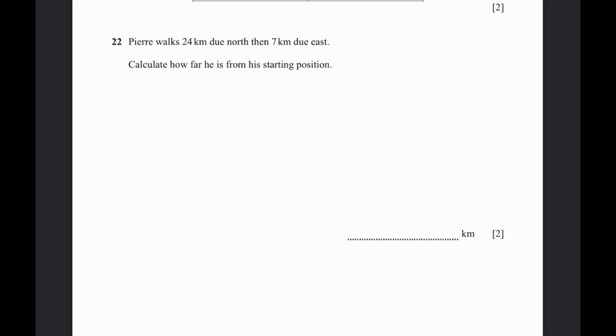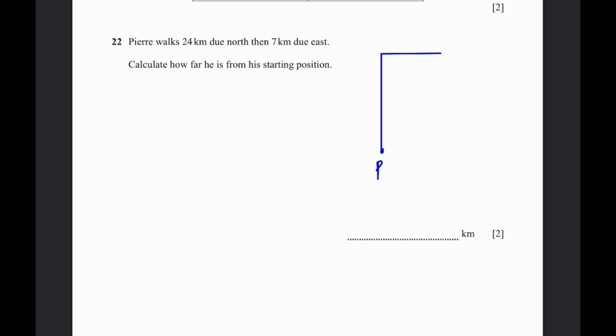That's the answer. Question 22. Pierre walks 24 kilometers due north and 7 kilometers due east. Calculate how far he is from his starting position. So let's draw a diagram. Pierre is over here. That's a starting point. Now 24 kilometers due north and 7 kilometers east.